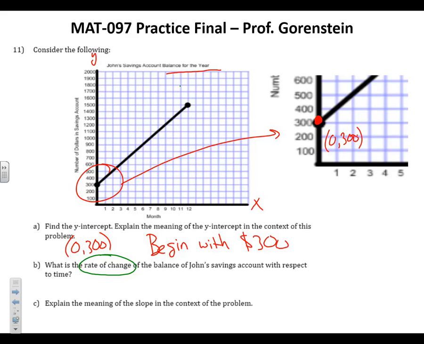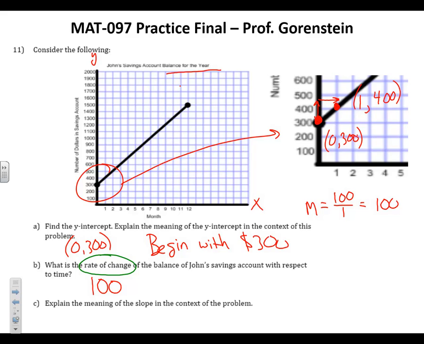What is the slope of this line? Well, slope of the line is rise over run. We have one point over here, the y-intercept, and we have another point right here that looks like the point (1, 400). So slope is rise over run, up 100 over 1, or just 100. So the rate of change is 100.